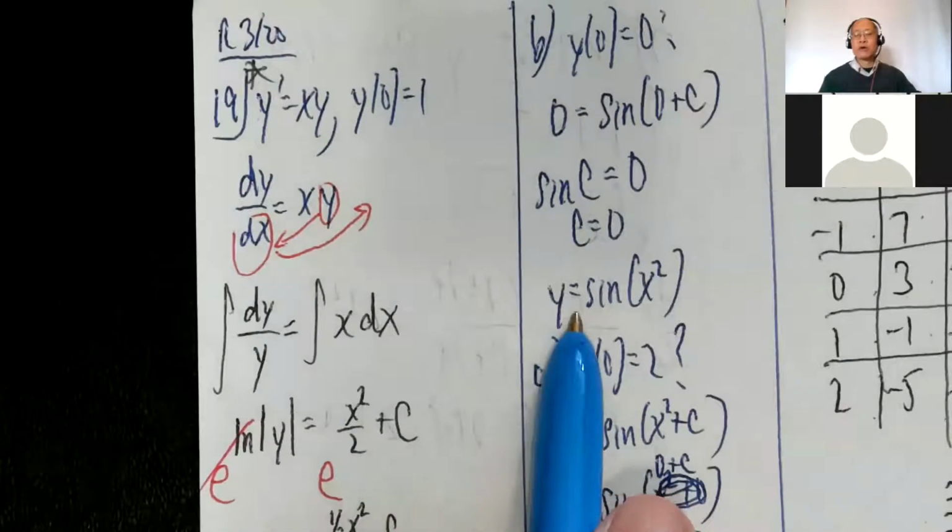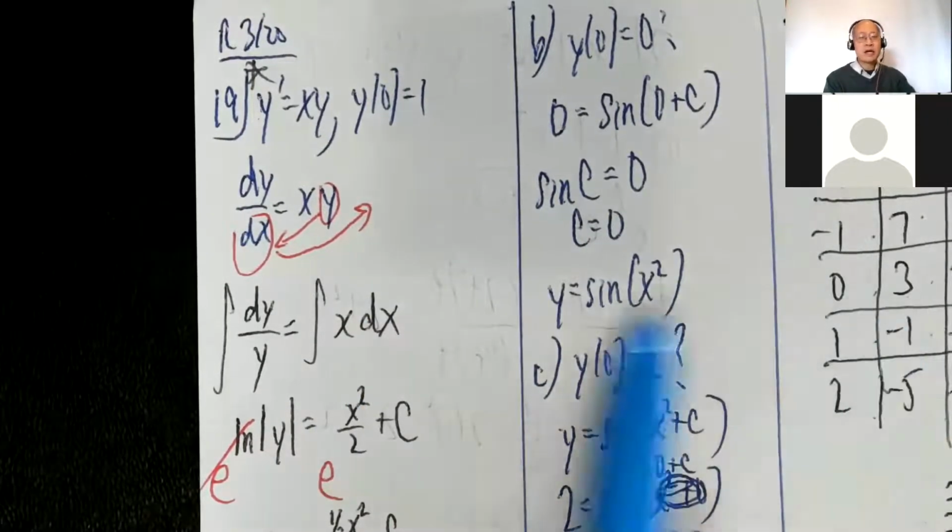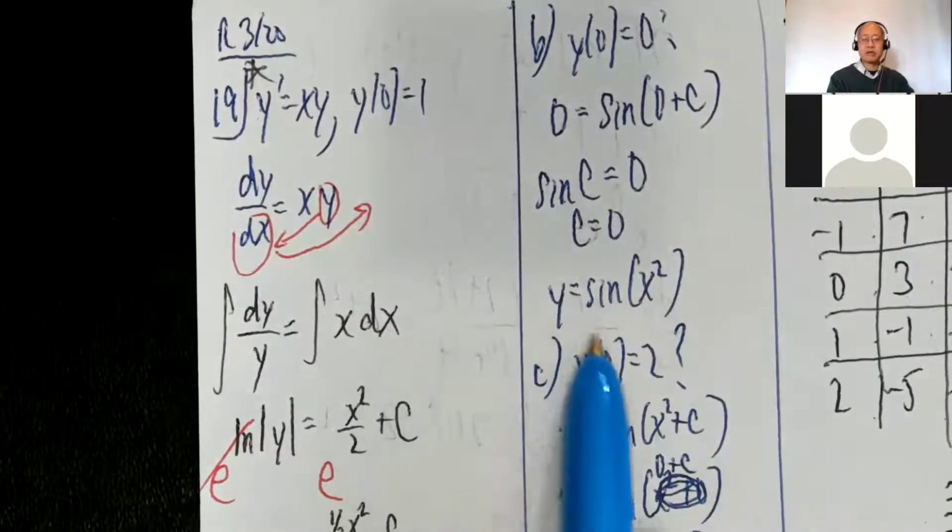Okay. It's a weird graph. It's not even periodic. Normally, when we think of sine, right? Sine goes like that, not sine of x squared. Because of the x squared, it's much more weird.